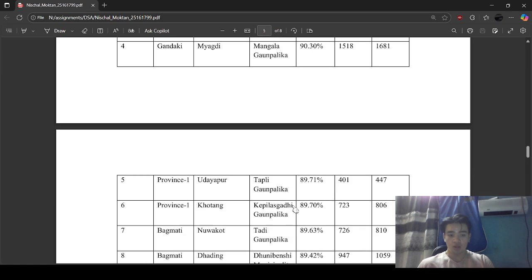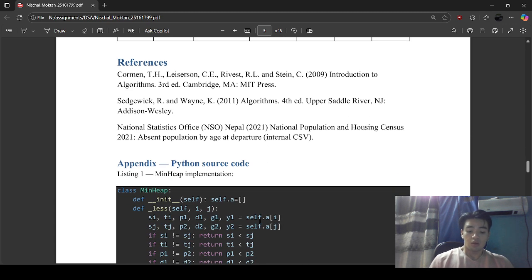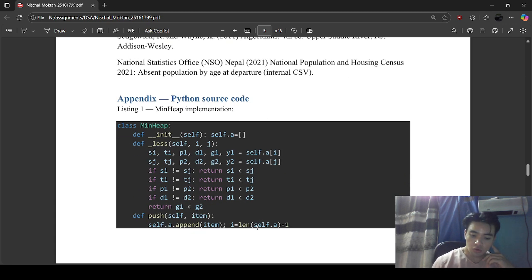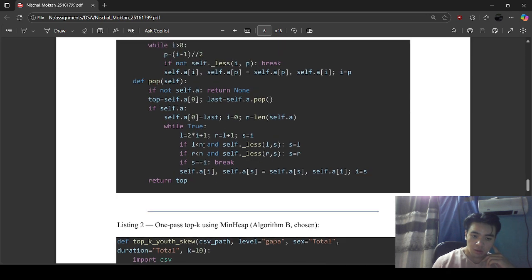But since our data set has k less than n, I chose the streaming min heap approach. So I would say I framed the task as a top-k selection, implemented two exact algorithms, and preferred the latter for its O(n log k) time. These are my Python code for implementing both algorithms.